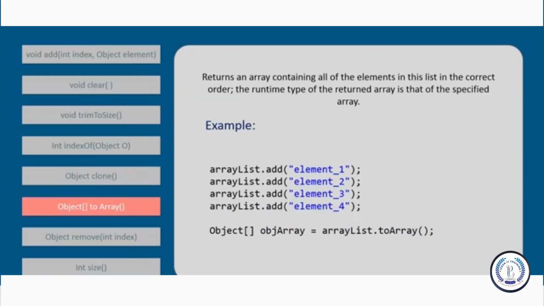Next, object toArray. This method is used to return an array containing all the elements in the list in the current order. For example, if you have all the elements in the list, then it will return all the elements in the list in the correct order.